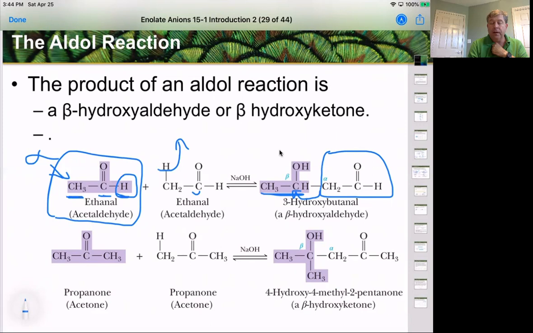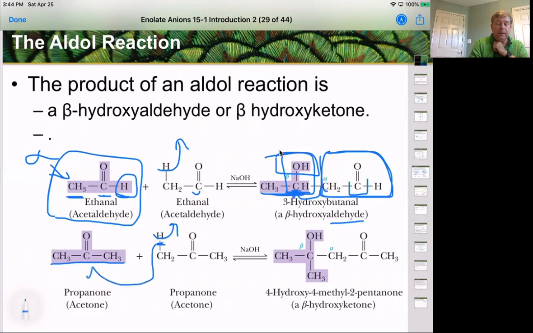And we end up generating what we call a beta hydroxy aldehyde. So our aldehyde is still intact over here, and this is the alpha carbon. Now this is the beta carbon, which is one carbon over, and so we have a hydroxy group on that beta carbon, two carbons over from the carbonyl. So we have a beta hydroxyaldehyde. Now, if we did this with a ketone, the same thing happens, except that now we have a ketone instead of an aldehyde. So we have a removal of this hydrogen that creates the anion here.